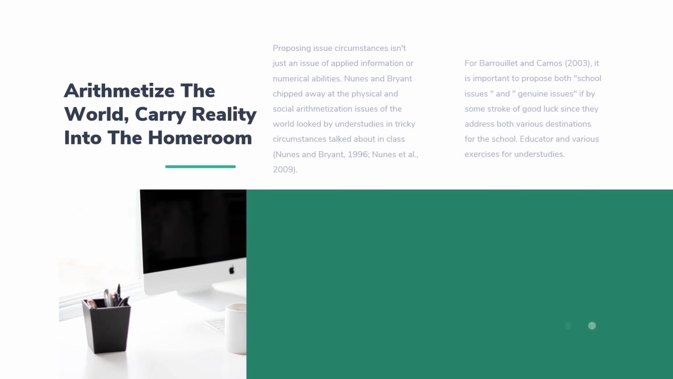By rendering a real problem into a school problem, while avoiding excessive simplifications and forcing the students to explore the activities for the relevant values, by contextualizing the problems, in other words by immersing a problem of a stereotypical type in a real situation, by integrating it into a story made up of everyday activities. For Barrouillet and Camos, 2003, it is important to propose both school problems and real problems, since they address both different objectives for the school, teacher and different activities for students.